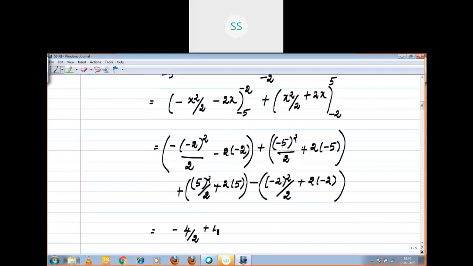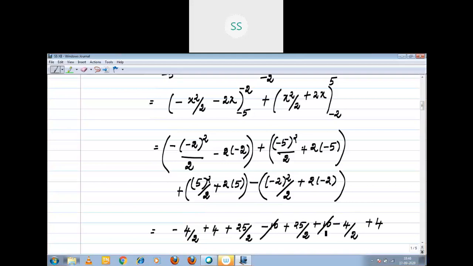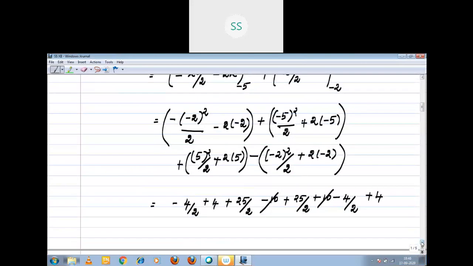Now I am going to simplify, right, which is equal to minus 4 by 2 plus 4 plus 25 by 2 minus 10 plus 25 by 2 plus 10 minus 4 by 2 minus of minus plus 4. What is it, children? Minus 10 plus 10 cancel. Right. Then what should be the rest?